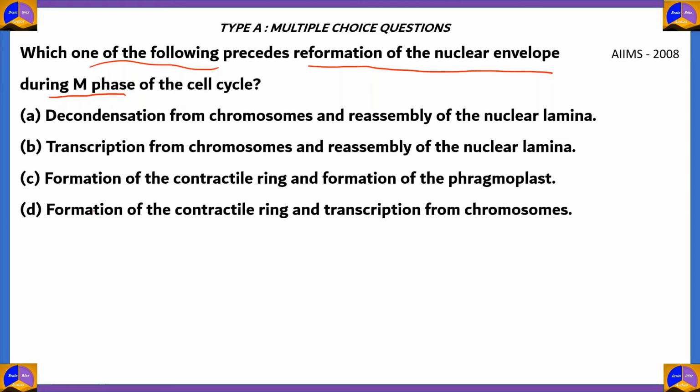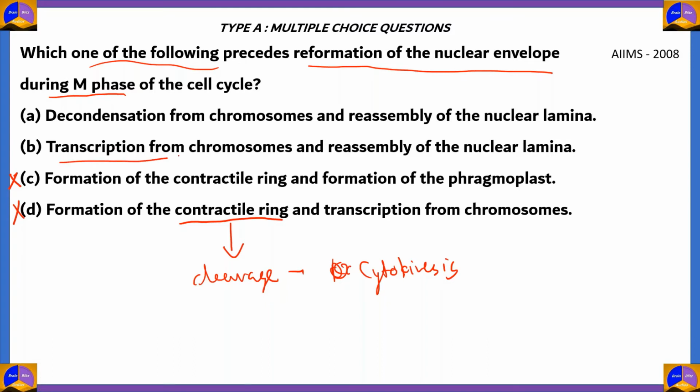Let's find out which. Options C and D have the phrase formation of the contractile ring. This contractile ring is used in cleavage, which is a part of cytokinesis, and that happens after the M phase of the cell cycle. So option D is incorrect, which also means that option C becomes incorrect. What about option B? Transcription from chromosomes and reassembly of the nuclear lamina. Reassembly of the nuclear lamina takes place before the reformation of the nuclear envelope, but transcription from chromosomes occurs in the interphase, after M phase. So therefore option B is also incorrect.